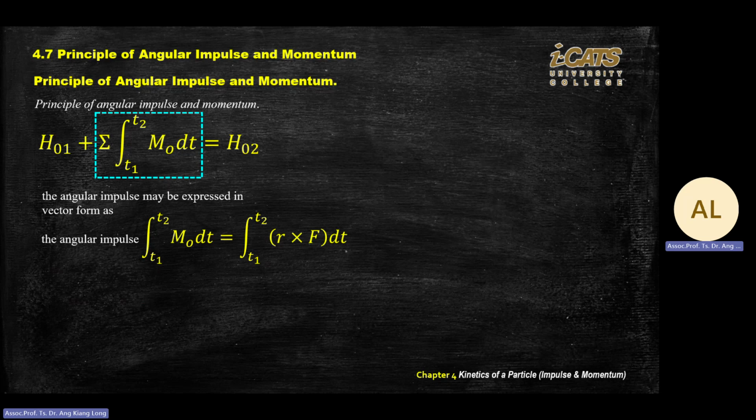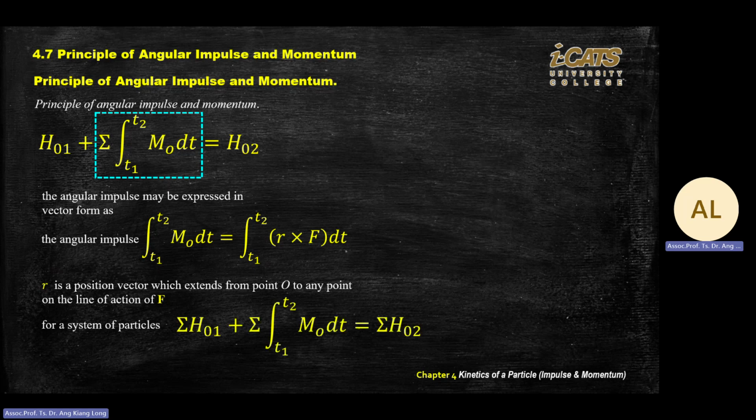So this just extends what we learned previously. M_O is force multiplied by the perpendicular distance, R cross F. And it's a vector. This is just another elaboration when we come into chapter 6 later. You'll see this one later.